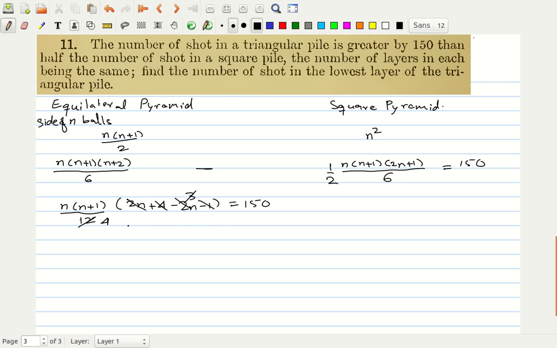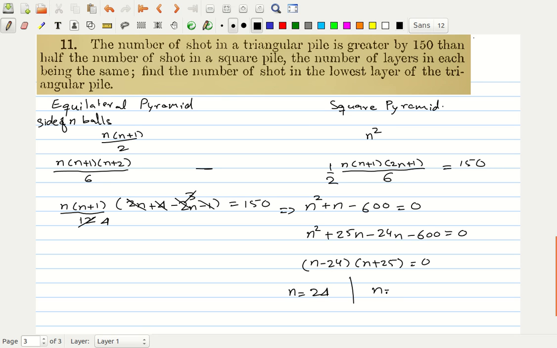times 4, and therefore you get n square plus n. 4 times 150 is 600, so minus 600 is equal to 0, and you have to simply solve this quadratic equation. Now 600 can be written as 25 times 24, so this is n square plus 25n minus 24n minus 600 is equal to 0. You can factorize this as n minus 24 times n plus 25 is equal to 0, so n is equal to 24 balls. n equal to minus 25 is a negative result, so it has no meaning, so we will consider n is equal to 24 balls.